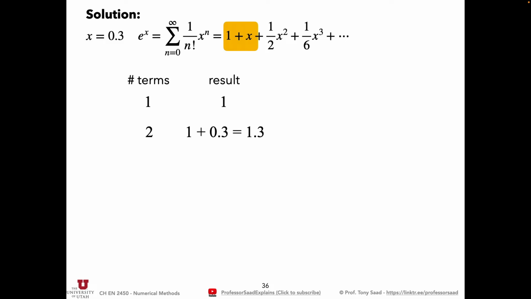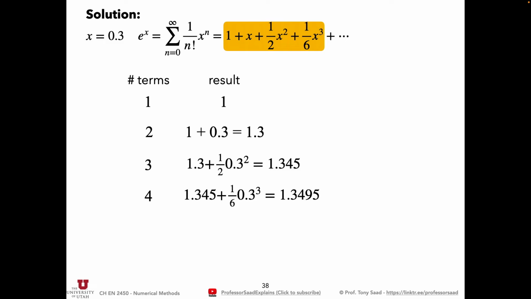Okay? With 3 terms, you have 1 plus x, which is 1.3, plus 1 over 2 x squared, which is 1 over 2 times 0.3 squared. So now you see how you're starting to build more and more significant figures. Okay? Now with 4 terms, you get 1.3495, and so on and so forth.